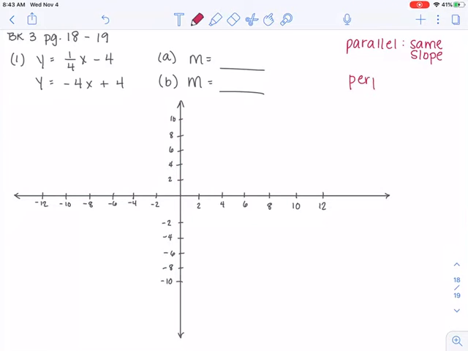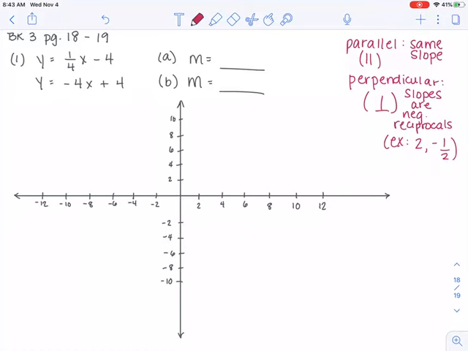And then perpendicular lines. Just so you know, parallel lines have a symbol that looks like that, and perpendicular lines have a symbol like that. Perpendicular lines have slopes that are negative reciprocals. So for example, if one of the slopes is 2, the other slope would be negative, and you flip it, so 2 over 1 becomes 1 over 2. Those are negative reciprocals.